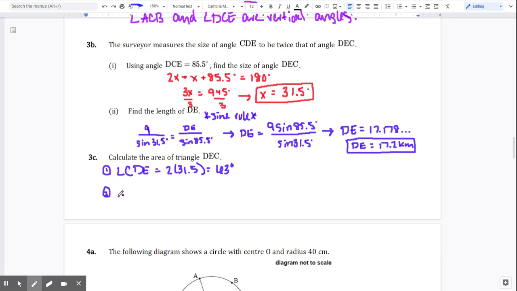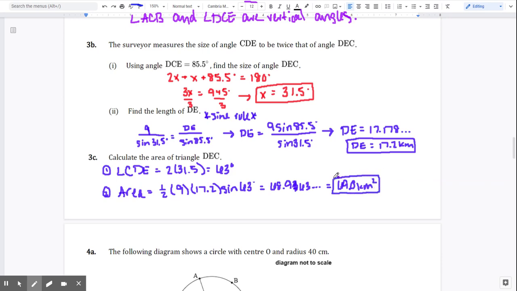And then in step 2, actually using my area formula to find the area. So 1/2 times the two sides that surrounded it, which was 9 that was given to us, and the 17.2 that we just found, times the sine of the angle between them, which is that 63 degrees. So I'm looking at 68.963, which means to 3 sig figs, I'm looking at 69.0 kilometers squared. You should get the same answer if you choose to find that missing side instead and use one of the other two angles.